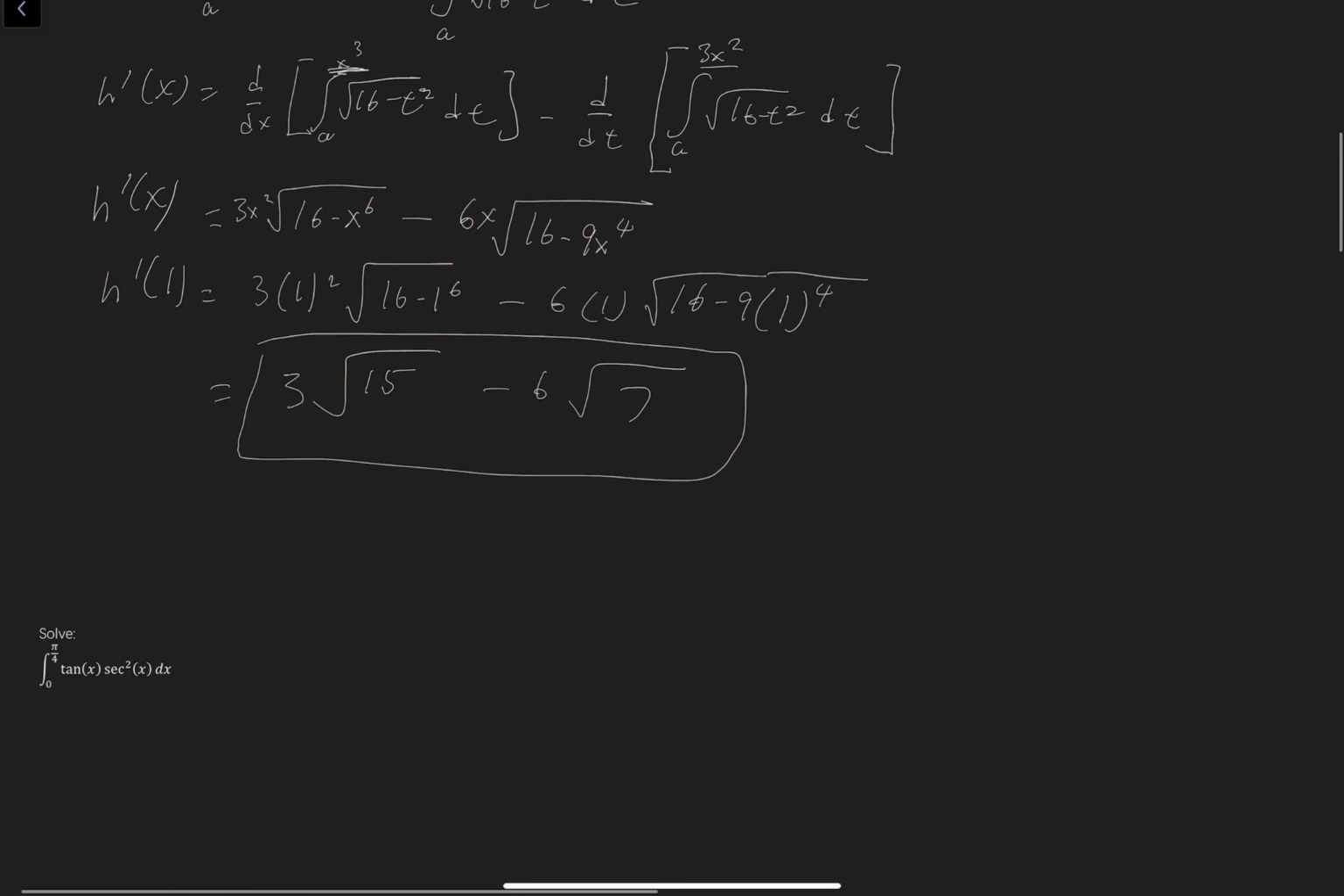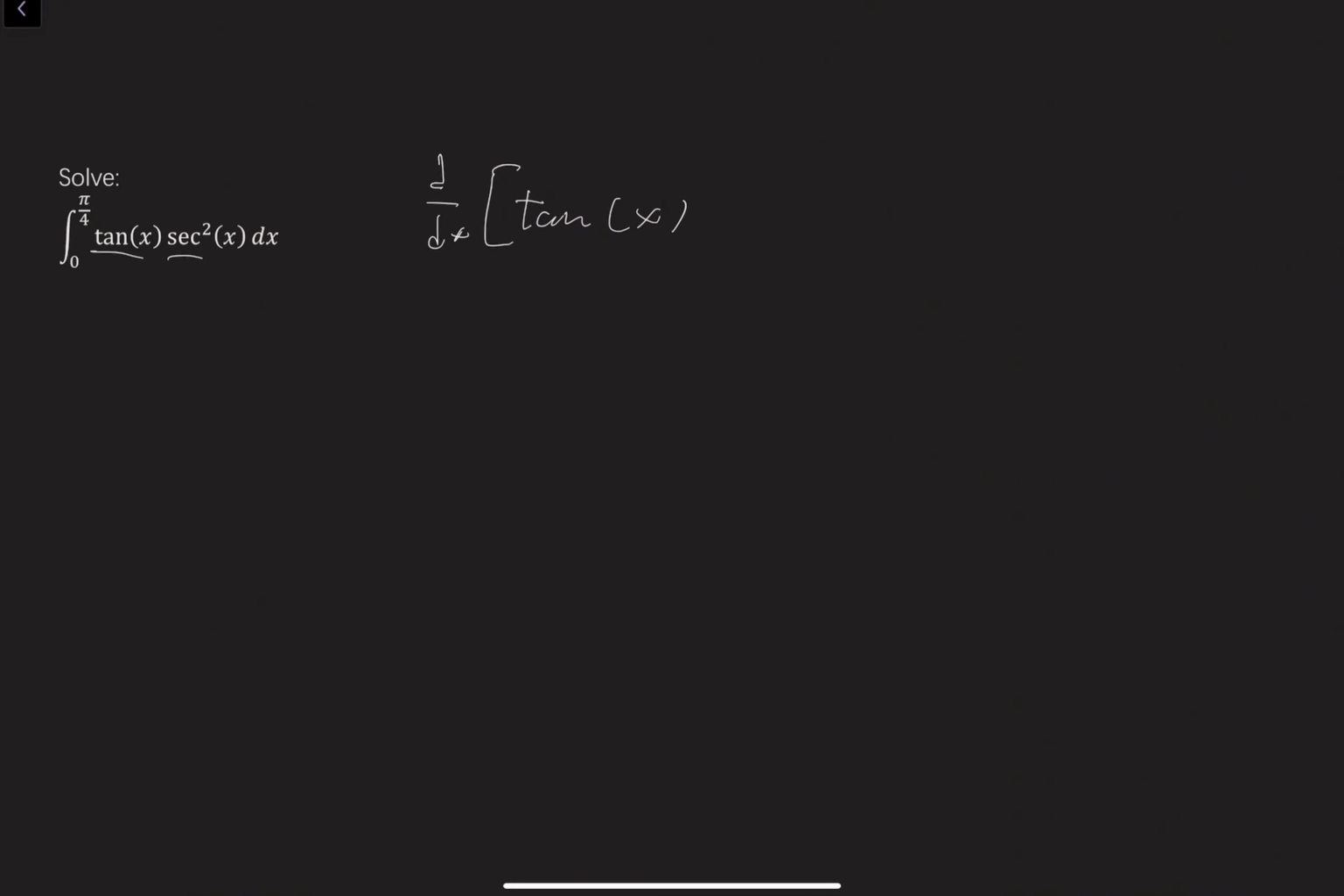And now let's talk about the third problem. We need to solve this definite integral from 0 to pi over 4 of tangent of x times secant squared of x dx. So what do we see here? There's a tangent of x and secant squared of x. If we take the derivative of tangent of x, that's equal to secant squared of x, which means that we have to use u-substitution to solve for this.